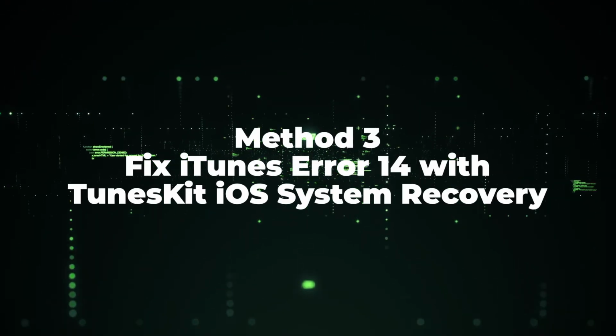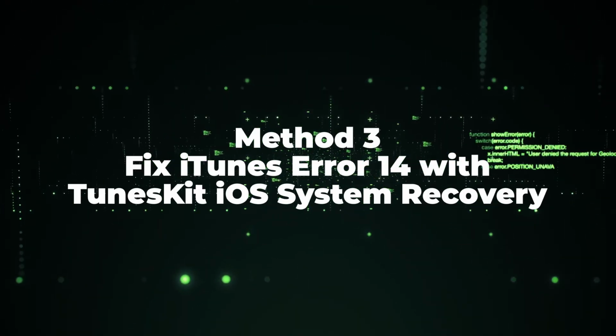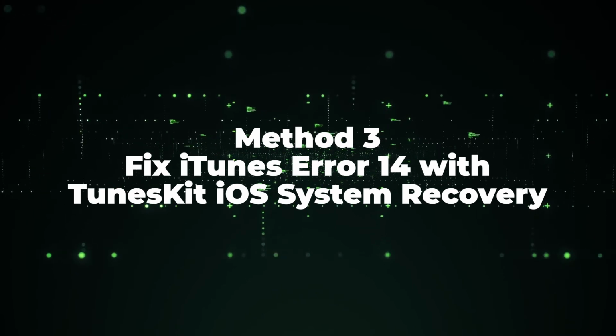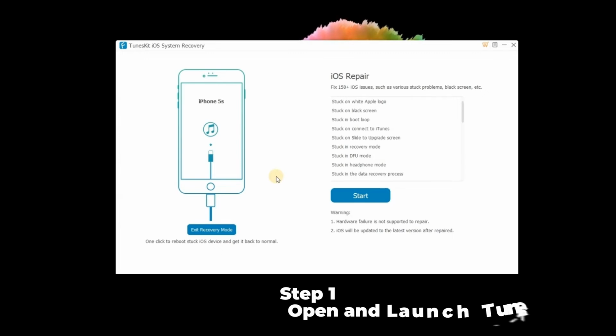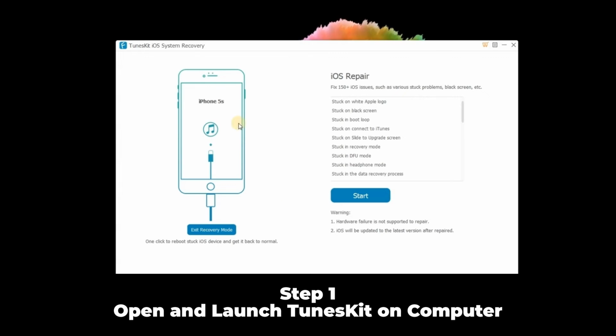Method 3. Fix iTunes error 14 with TunesKit iOS System Recovery. If the previous 2 methods can't fix it, it's probably your device's issue. Then you can use TunesKit iOS System Recovery to fix it with the following steps. Step 1. Open and launch TunesKit on your computer. With the help of a USB cable, connect your iPhone to your computer. Then click the Start button.